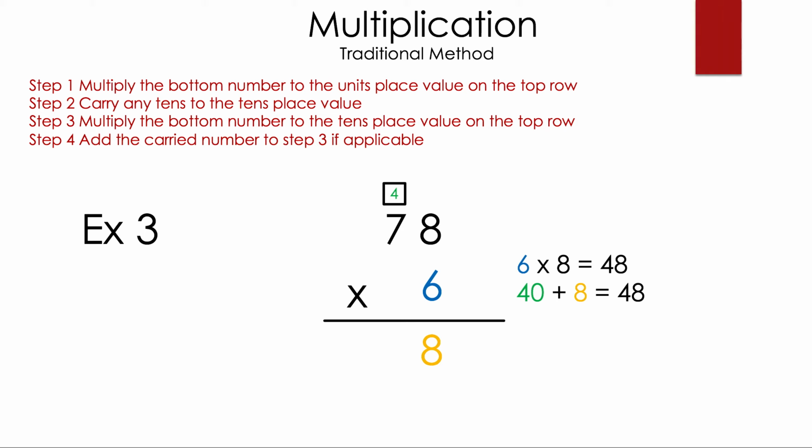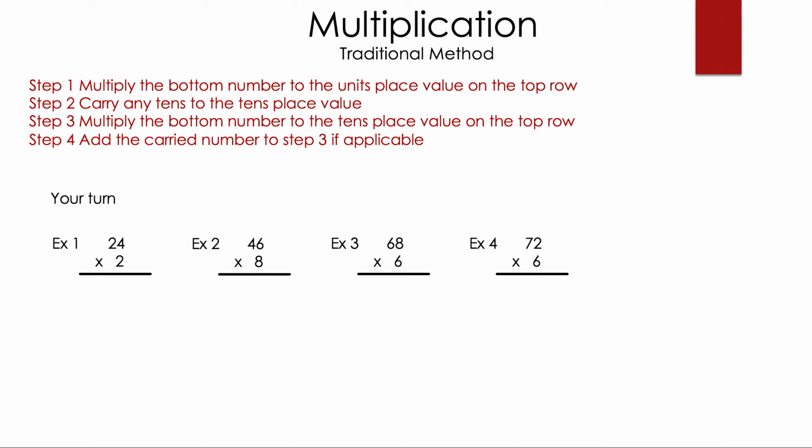Now my next step is step 3, which is to multiply the tens value, which is 7. So 6 times 7 is 42. Now we move to step 4, which is add the carried number. So I'm going to do 42 plus 4, which is 46. Bring it down since there's nothing else to multiply. And my final answer is 468.